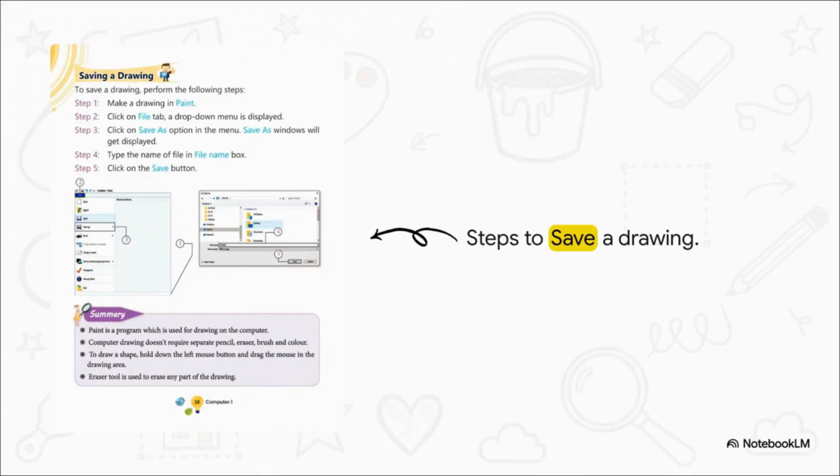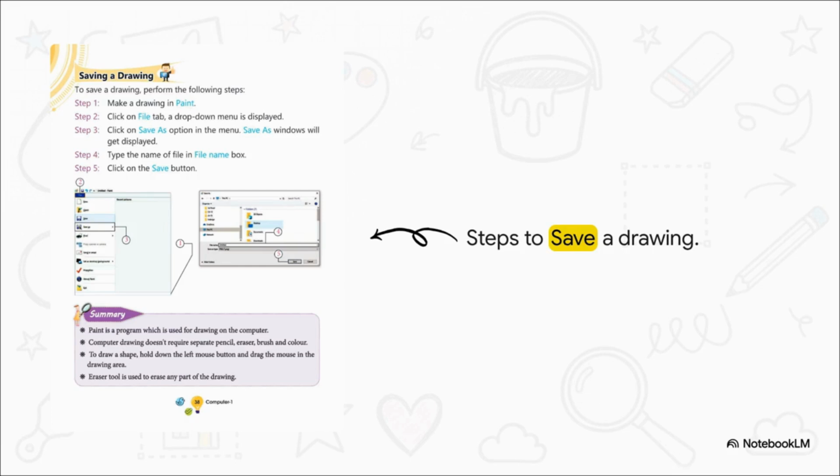Finally, saving a drawing. We click the File tab, then the Save As option. A brand new window pops up. Step 4 tells us to type in a file name, and Step 5 is just clicking the Save button.